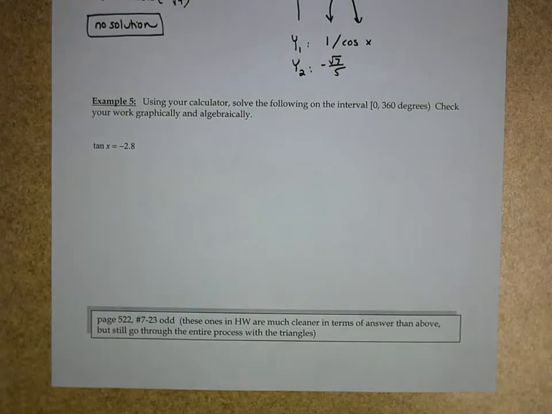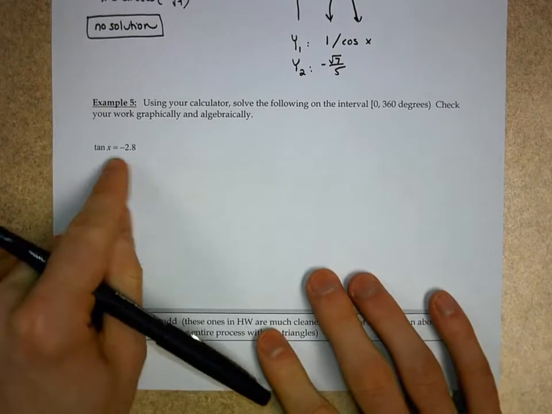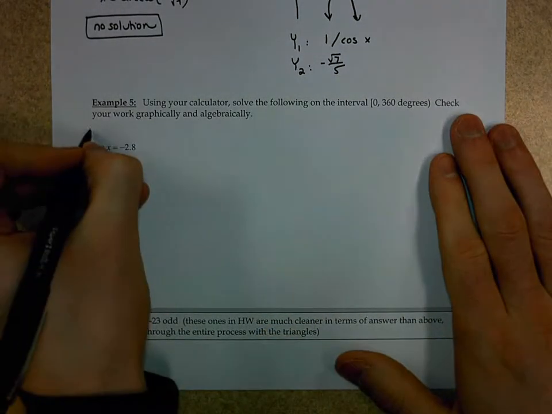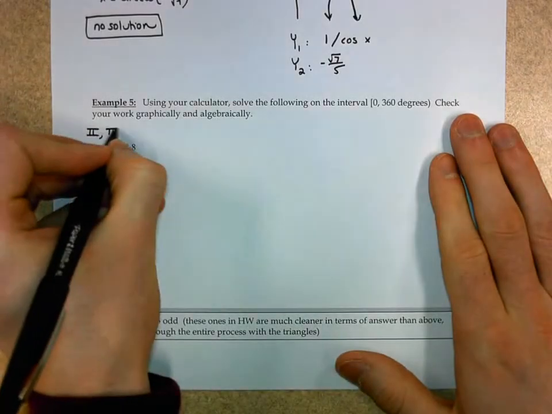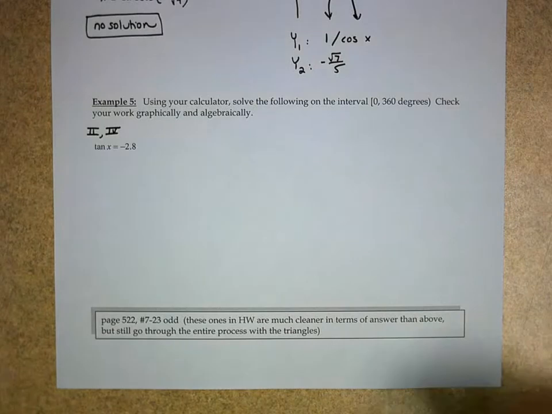The last problem for this section is dealing with the arctangent, or the tangent. Same process as before. We're going to keep this in terms of tangent because we have arctangent on the calculator. So here we can see tangent is negative. Tangent is negative in the second and the fourth quadrant. So when I draw my reference triangle, I'm going to be in those two quadrants.